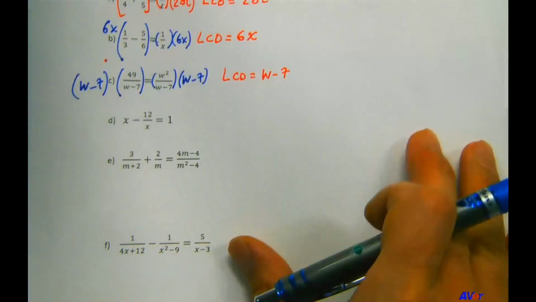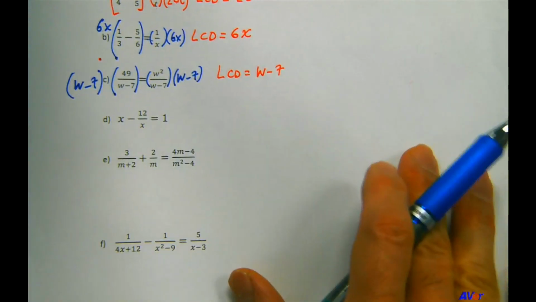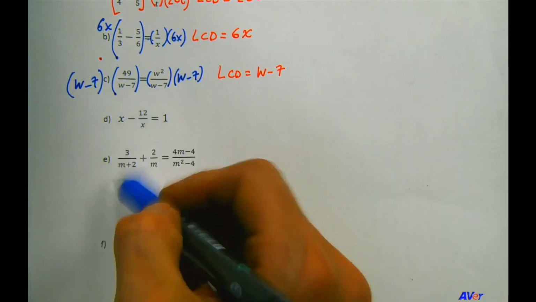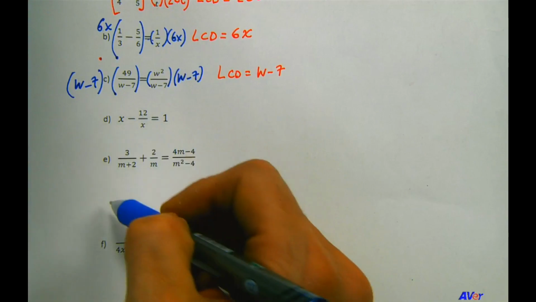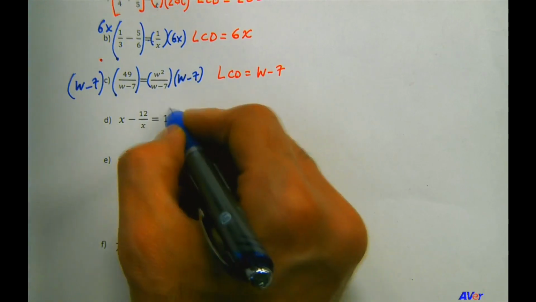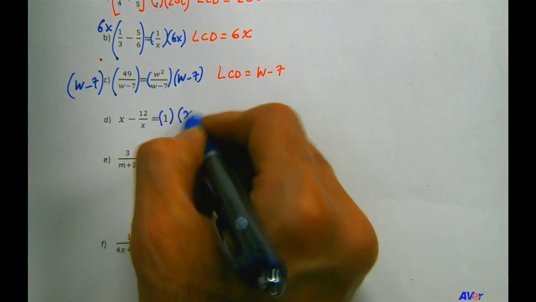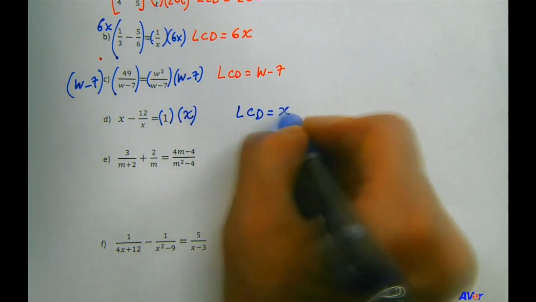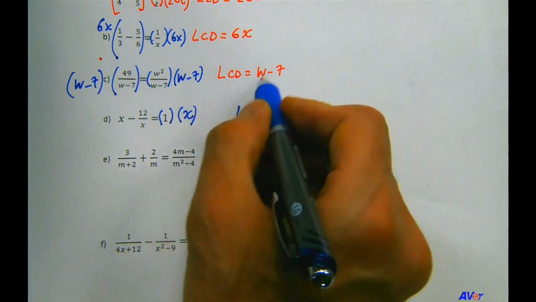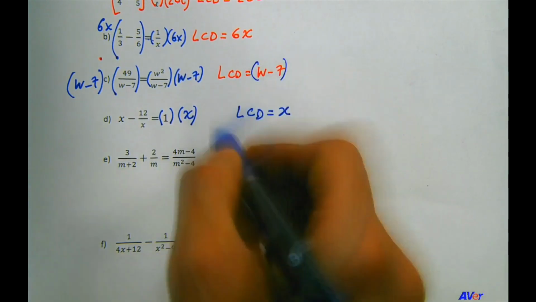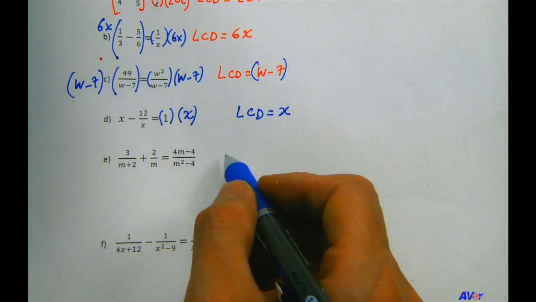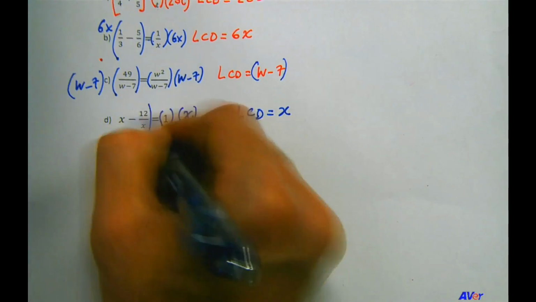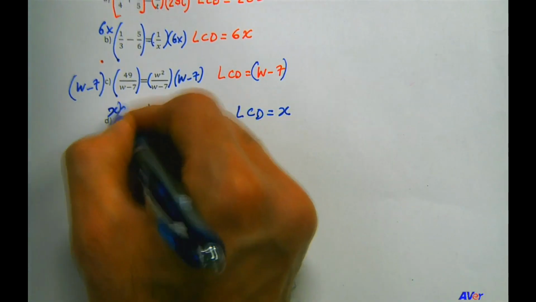Here, on this side, we have just one fraction. So what do you think we should multiply both sides by to clear that one fraction? If you answered x, you're absolutely correct. So in this case, LCD is just x. Here, LCD was two terms, right? W minus 7. And then on the left, also multiply by x.